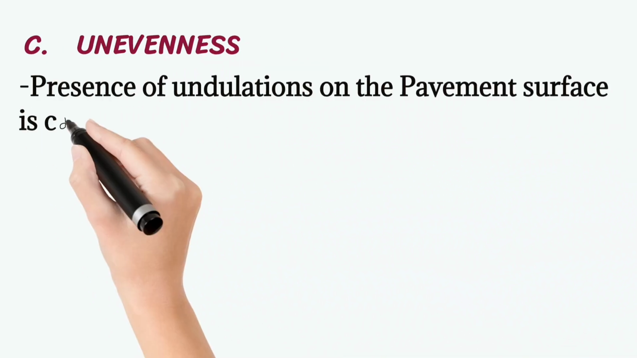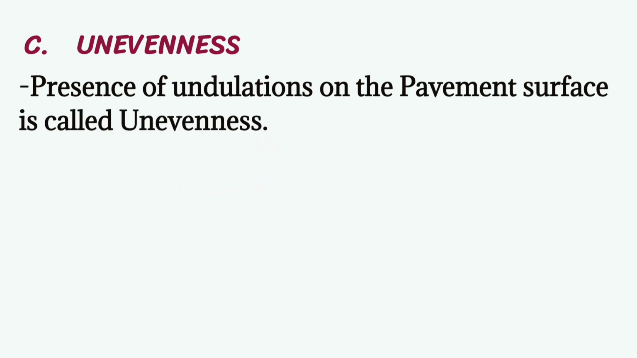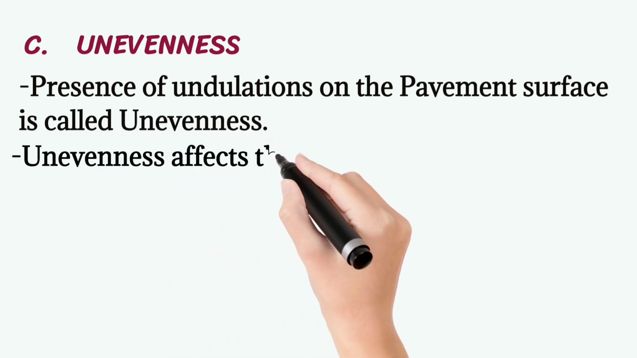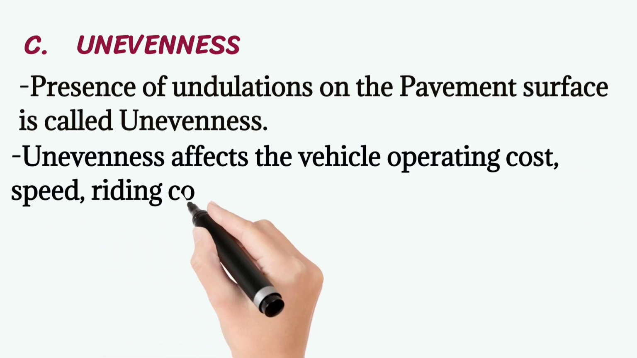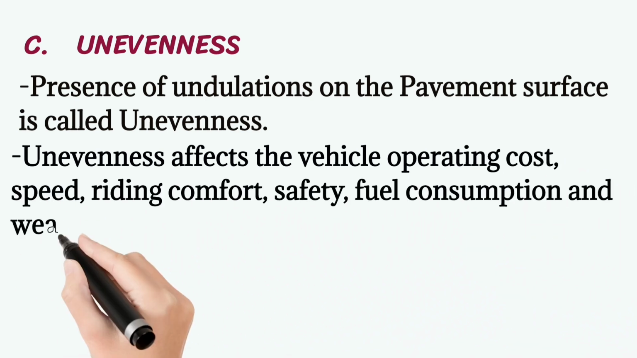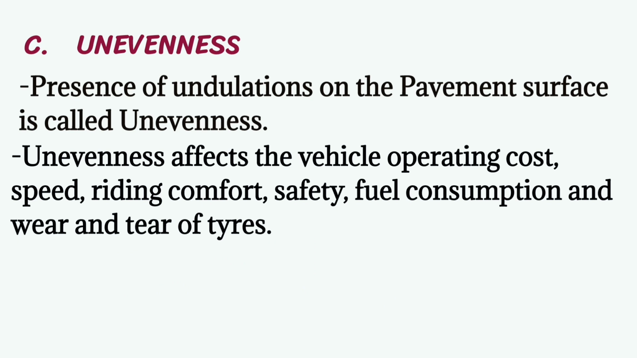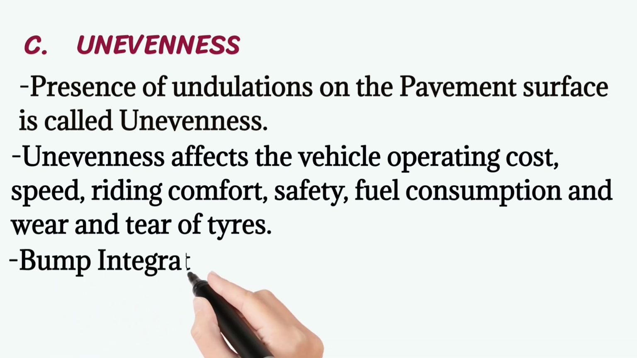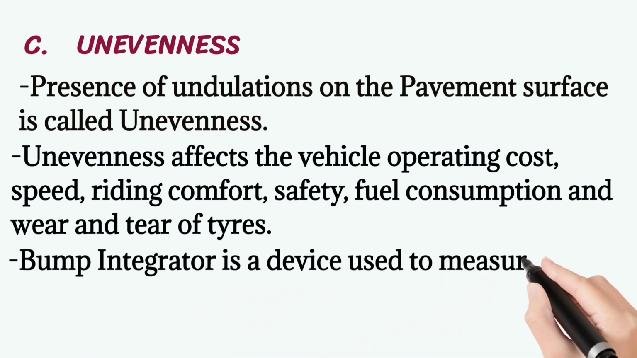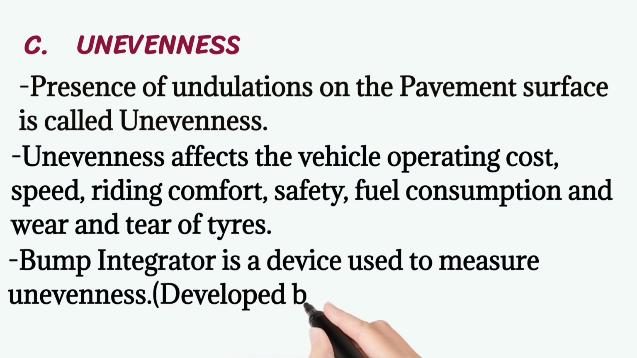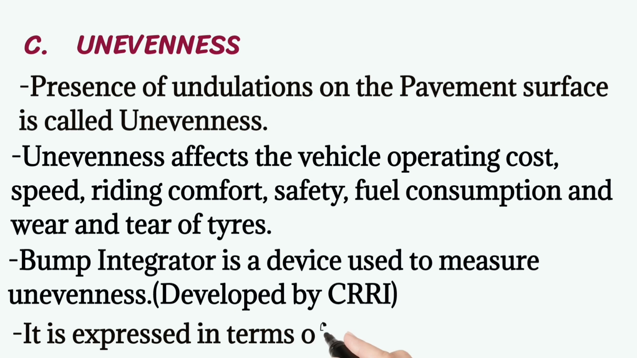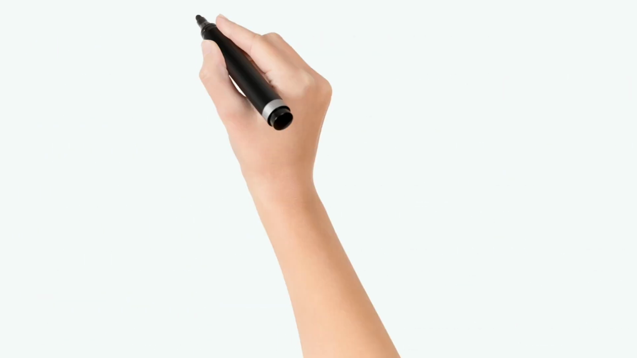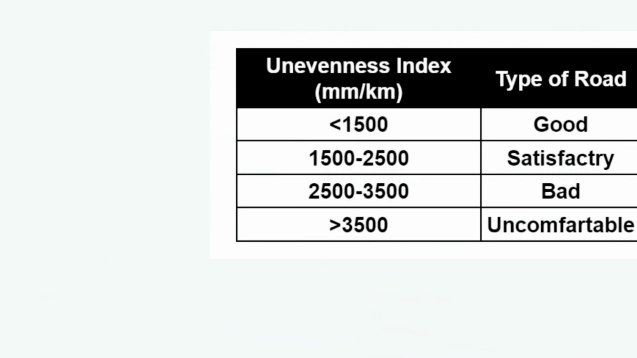Next surface characteristic is unevenness. Presence of undulations on the pavement surface is called unevenness. Unevenness affects the vehicle operating cost, speed, riding comfort, safety, fuel consumption, and wear and tear of tires. Bump integrator is a device used to measure unevenness. This device is developed by CRRI. It is expressed in terms of mm per kilometer. We can see the unevenness index chart.